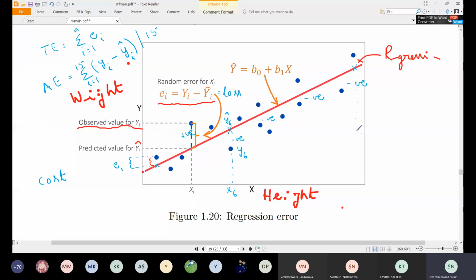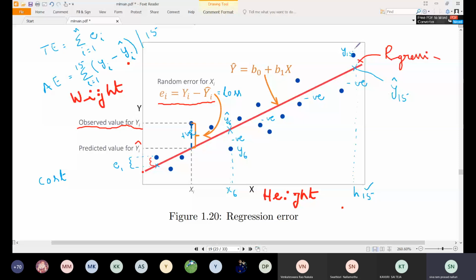assume that there is one person in your class with height say h15, and you have asked the regression algorithm, given his height, what will be his weight. So the regression algorithm has predicted his weight like this. This is y15 cap. But in fact, his actual weight is more than the predicted value given by the regression algorithm. So because his actual weight is more than the predicted value, we say the error is positive for this case. So like that, the error can be positive or negative.